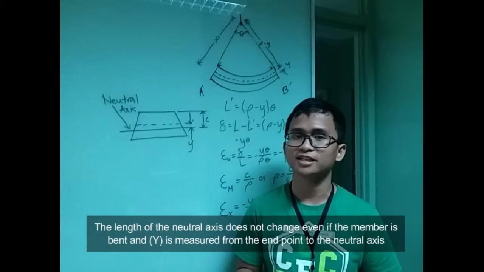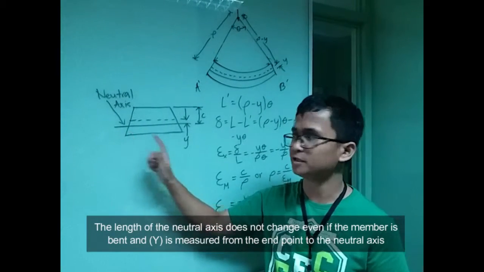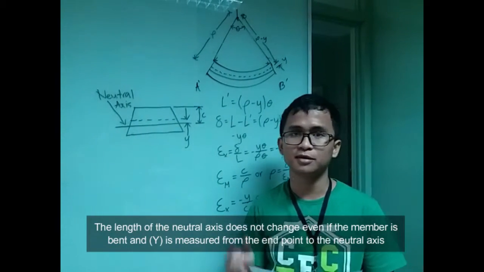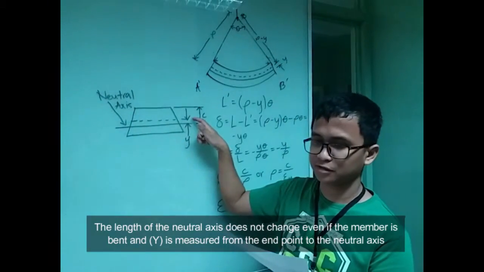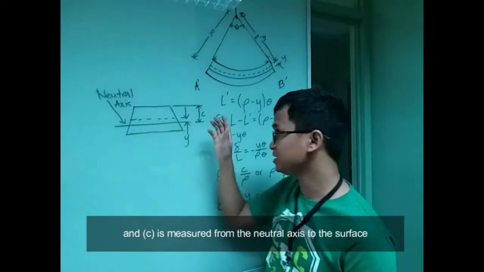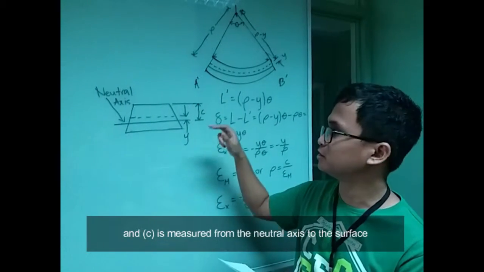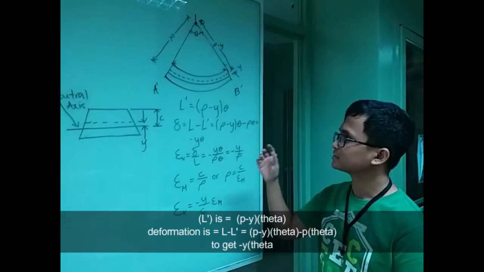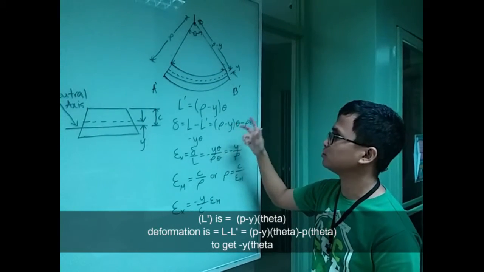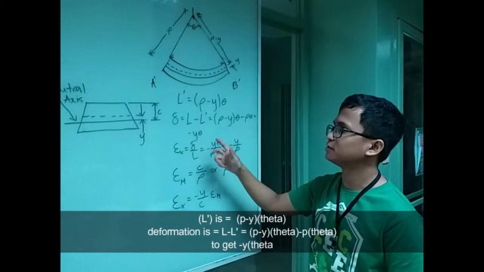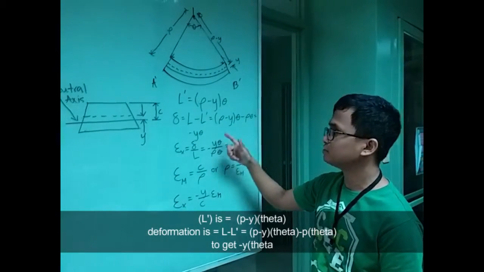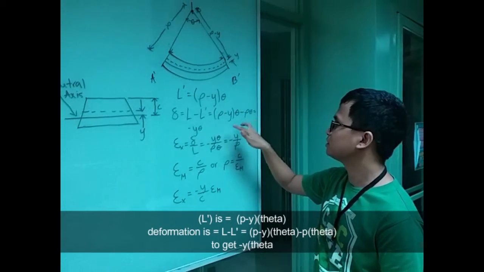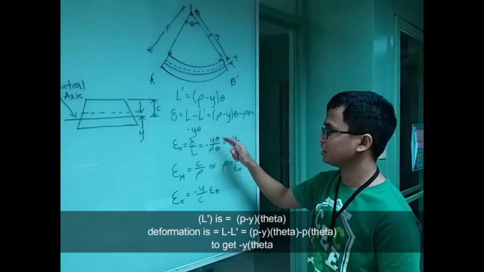The length of the neutral axis does not change even if the member is bent. And y is measured from any point to the neutral axis. And z is measured from the neutral axis to the surface. L prime is equal to rho minus y theta. Deformation is equal to L minus L prime, and we substitute this part to get negative y theta.